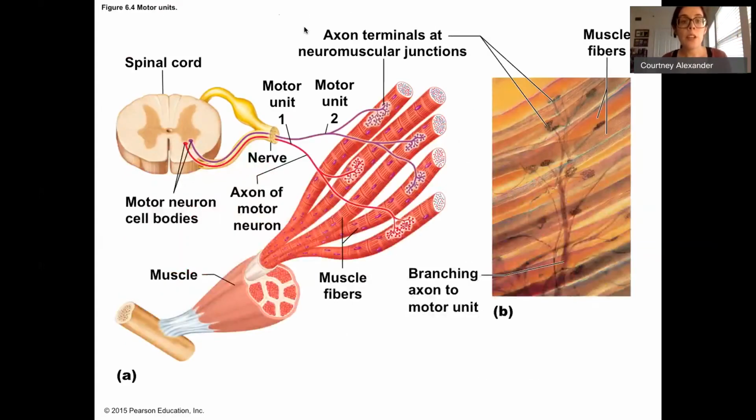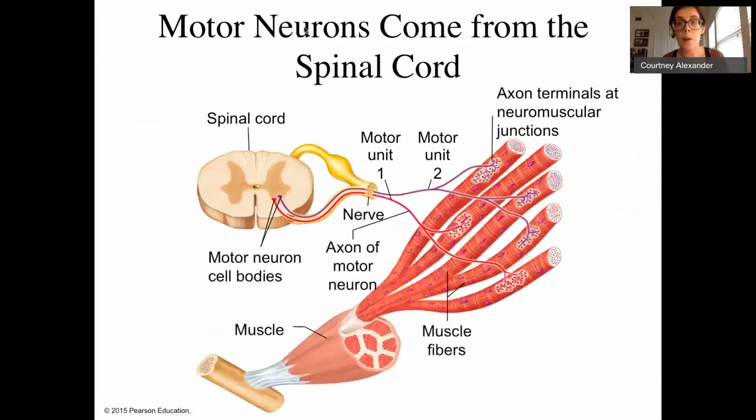So this is showing you again that our motor neurons come from our spinal cord. And we'll talk about that when we talk about our nervous system. They're going to form these motor units. They're going to meet at a neuromuscular junction. The gap is the synaptic cleft, and they're going to release acetylcholine, which is a chemical, a neurotransmitter, onto the muscle cell.